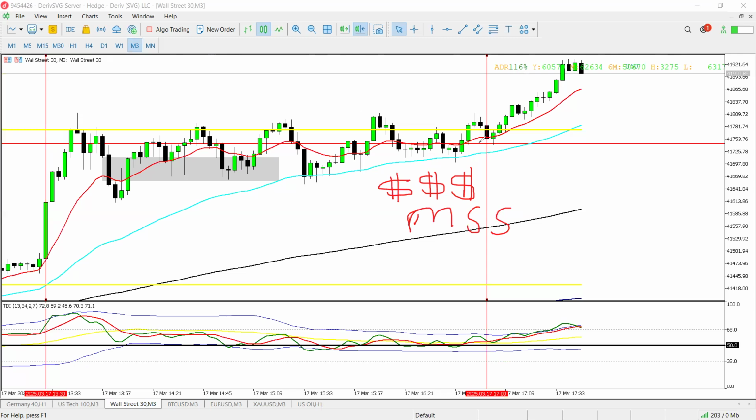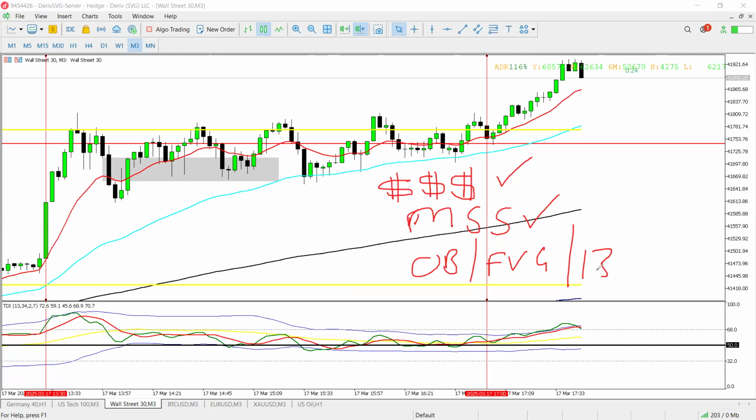So these things I've already locked in my bias. Once I've locked in my bias, I'm no longer looking for anything else showing me bias. The only thing I'm looking for is these things now. I'm looking forward for a liquidity sweep, market structure shift, and a retracement into either an OB or an imbalance, which is a fair value gap, or sometimes equal lows or a 13 EMA retest with a nameable candle. If I see these things lining up together, it becomes a high probability setup.